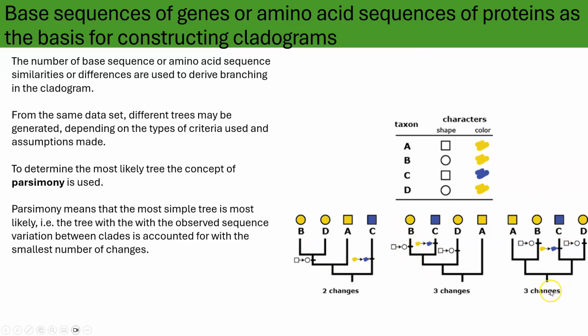This is another one where yellow is the ancestral trait. Yellow to blue happened for C, and in the evolutionary history to D we went from square to circle, and here in B we went from square to circle. Again, this is also 3. So these are 3 different evolution trees. This is the most likely, but it's not for certain that this is the truth. These are also possible, but this is the one that has the most support.